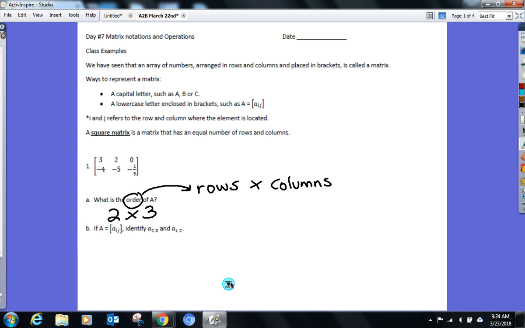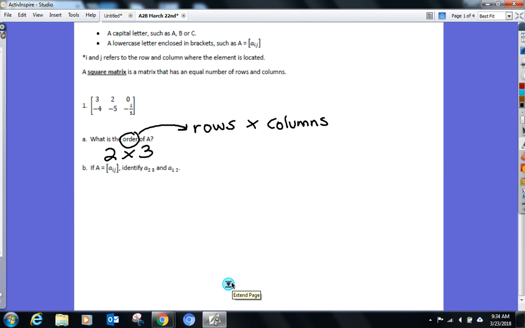All right, I told you could see a capital letter. Well, you could also see a lowercase letter. And with the lowercase letter, there should be 2 little subscripts next to it. So you see here it says a 2,3. Remember the order it goes. Row, column. So I need to know the number put into row 2, column 3.